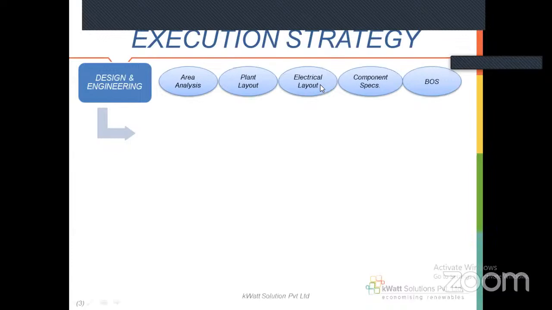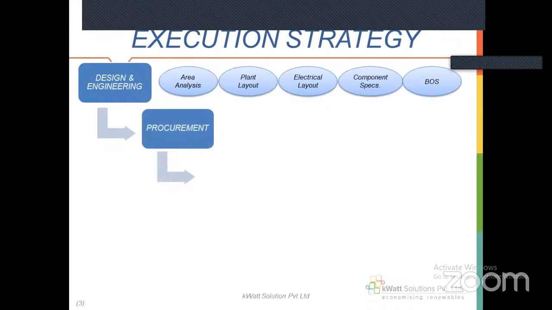Electrical layout is nothing but the ACDB, the DCDB, the combiner boards, etc. For the component specification, you need to select the best components with the best efficiency. BOS items are nothing but the cable selection, the earthing, lightning arrestor protection, surge protection devices, etc. So this comes into the balance of system items.